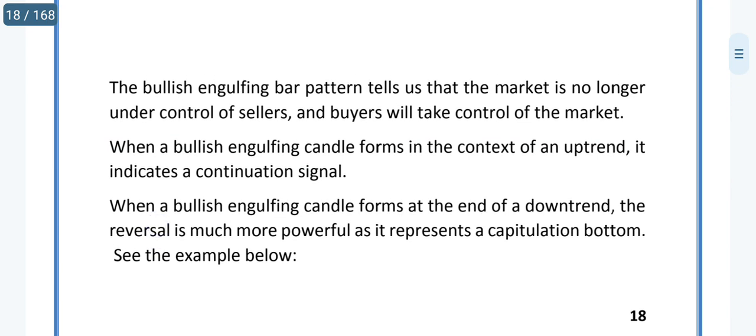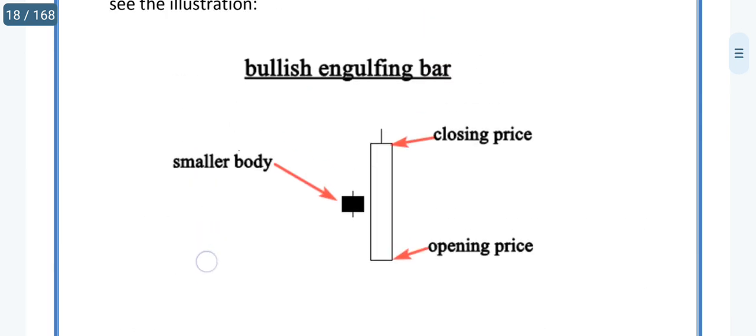When a bullish engulfing bar candle forms in the context of an uptrend, it indicates a continuation signal. I repeat, when a bullish engulfing bar candlestick forms in the context of an uptrend, it indicates a continuation signal. That is the bullish engulfing bar candlestick pattern.